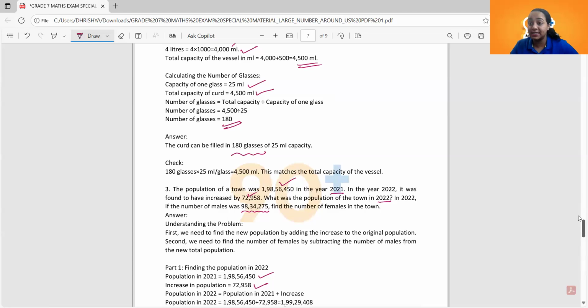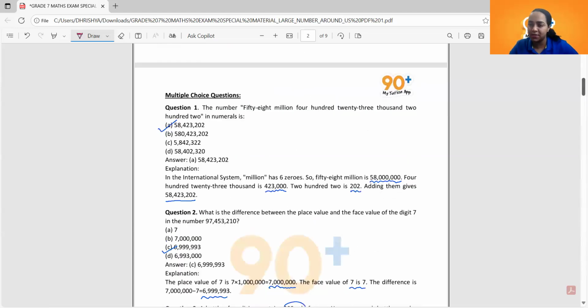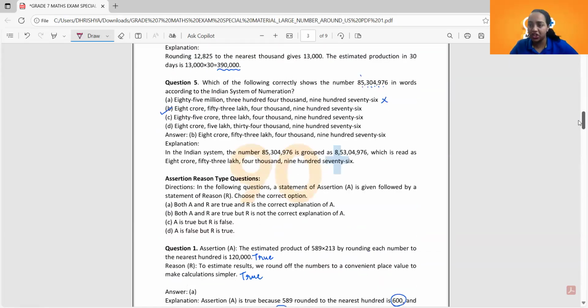We did discuss many types of questions. We discussed MCQ, assertion and reason, very short answer, long answer. Then we did the case study also. Okay, so I hope all the questions are very clear for you. And make sure you do maximum problems while going for the exam, and revise these problems once again.